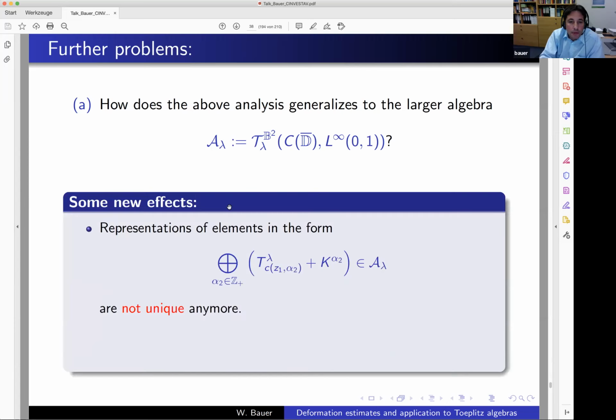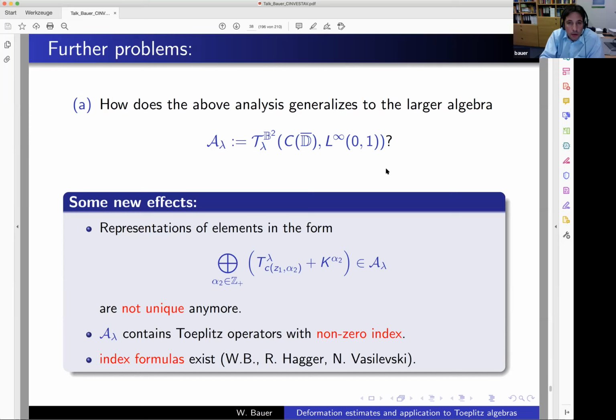But maybe two things. First of all, still we can take elements in this C-star algebra, and we can decompose it according to the decomposition of the Bergman space into a sum of operators. What's new here, if you put this L infinity here, the decomposition is not unique anymore. That caused some problems. Also, we have Toeplitz operators which are Fredholm here with non-zero index now, and we can calculate index formulas. And these are all done in some work with Raphael and Nikolai.